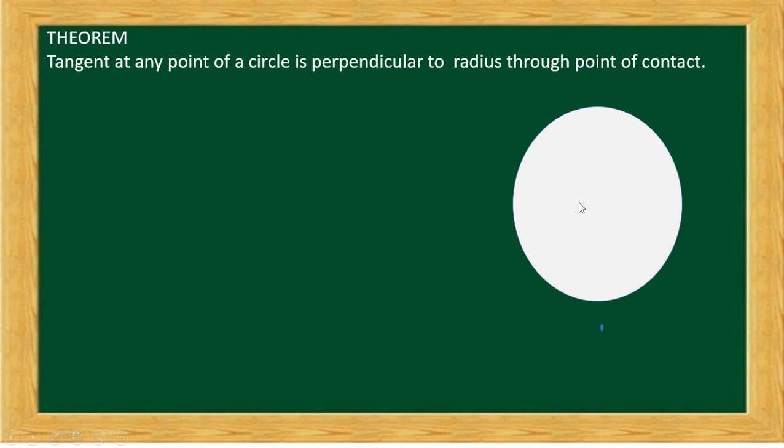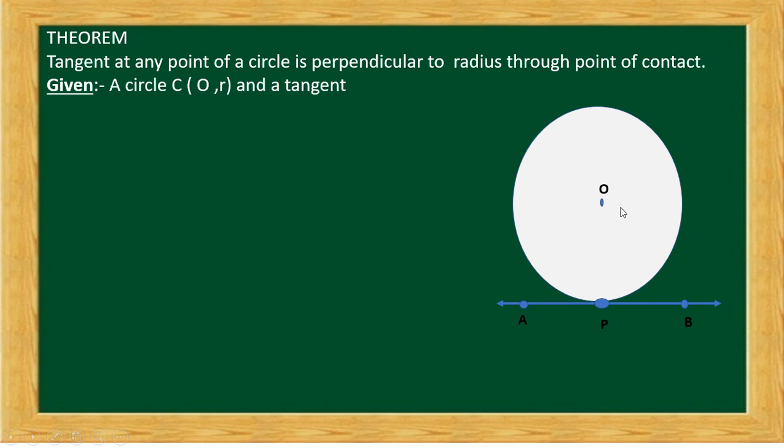So here it is given a circle, its center is O and a line AB which is a tangent, as it touches the circle at a point P. So this point is known as the point of contact. Now this information is given. Now we have to prove: OP is joined, so this line OP is perpendicular to this tangent. Now we have to prove OP is perpendicular to the tangent.